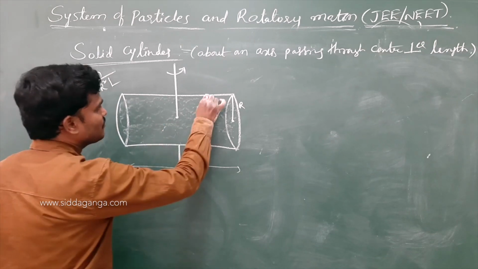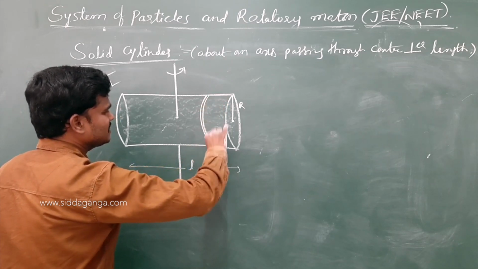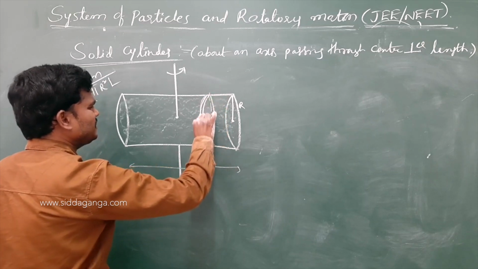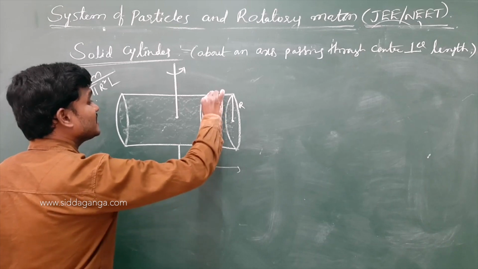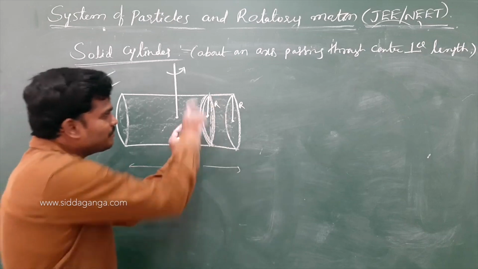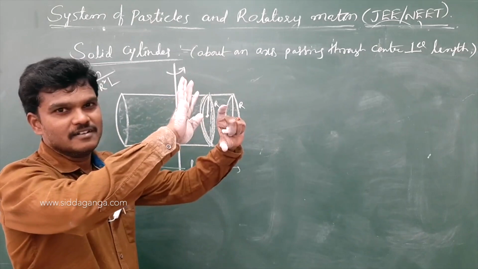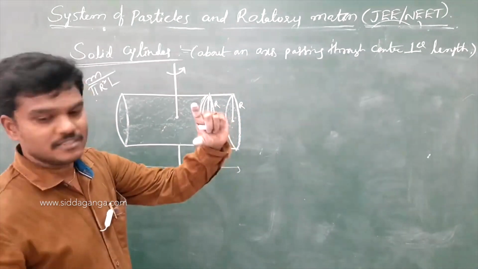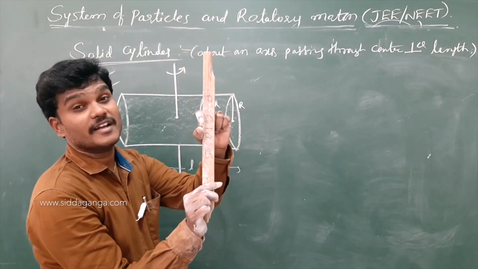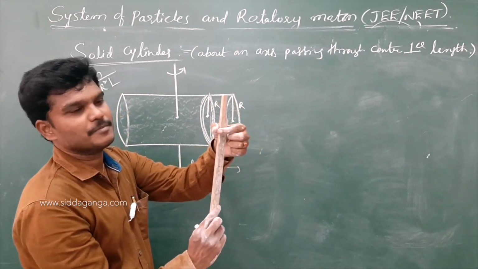you take a small part. See, this is the small part. I am cutting a small piece. See how that small piece looks. That small piece looks like what? A disc, whose radius is R. If I cut that small piece, it is like a disc. And the axis passing like this is nothing but the diametrical line. This is passing through the center.